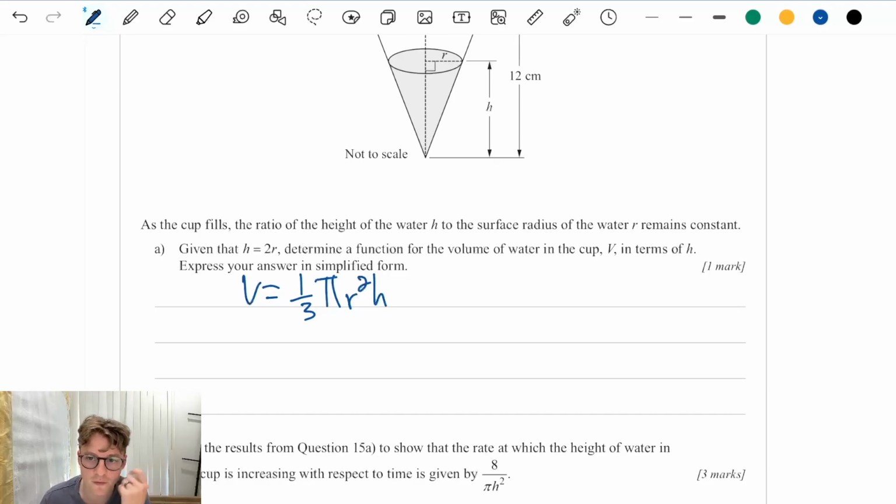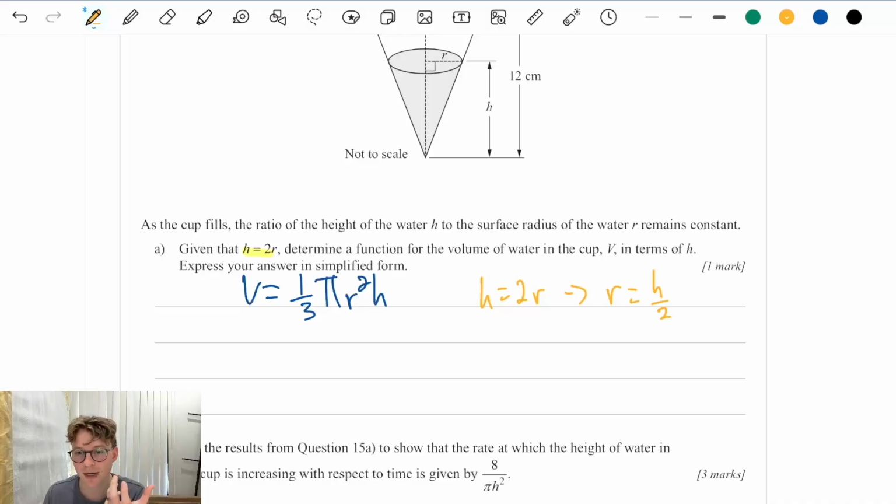Once I've got my volume, I know from the question, this part here, maybe I should highlight instead of circling, that if I simply rearrange height equals 2 times r, that means r equals half the height, or height divided by 2. I can now substitute this into my equation.